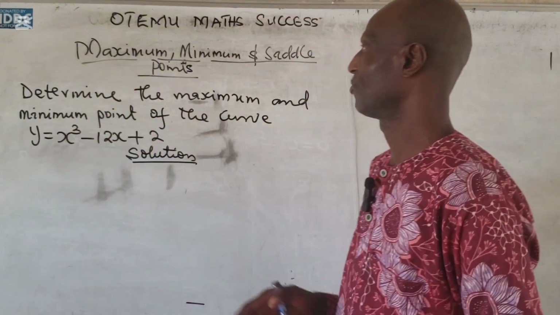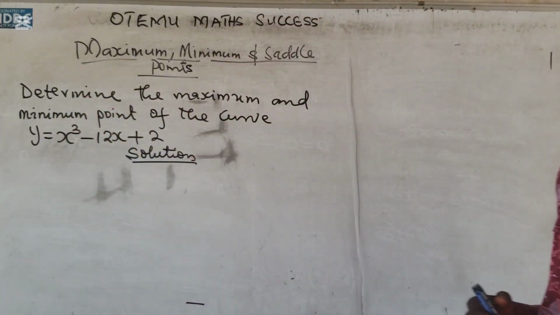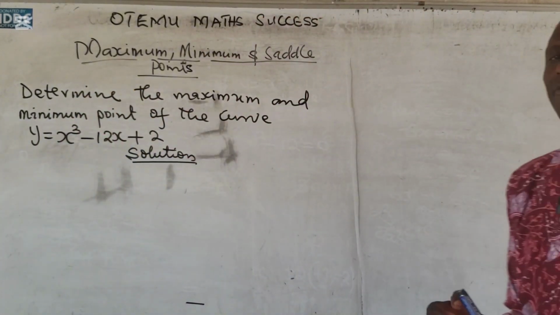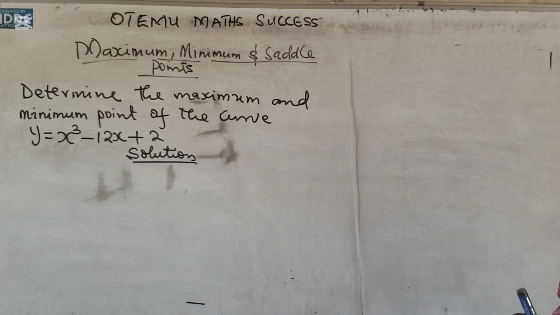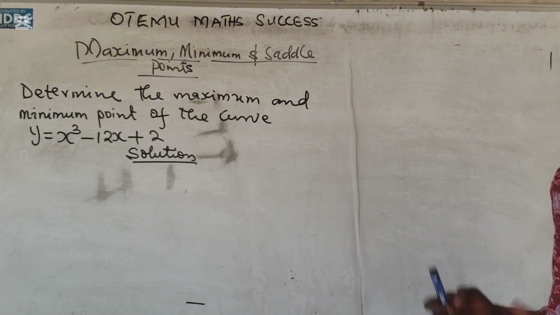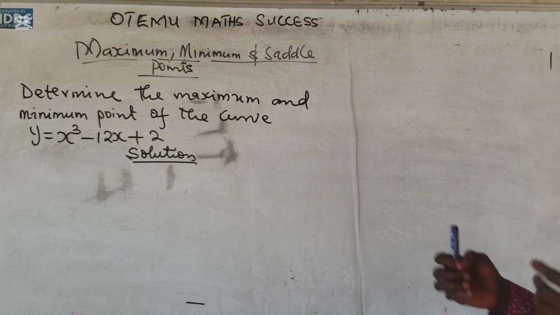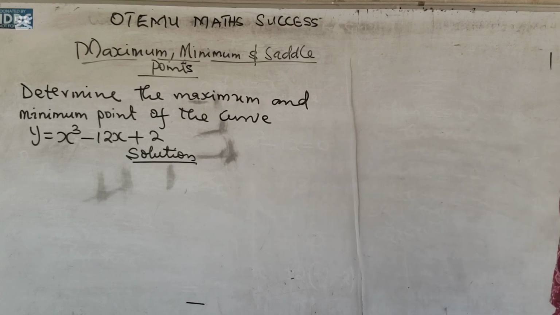Before me on the board is Maximum, Minimum, and Saddle Point. A 400 level mathematics student in the university, this is what they do. I was not opportune to do it in secondary school, and when I did my degree, I was not taught, so I followed up. So by now, I understand it. I want to teach you so that you too can equally understand it.